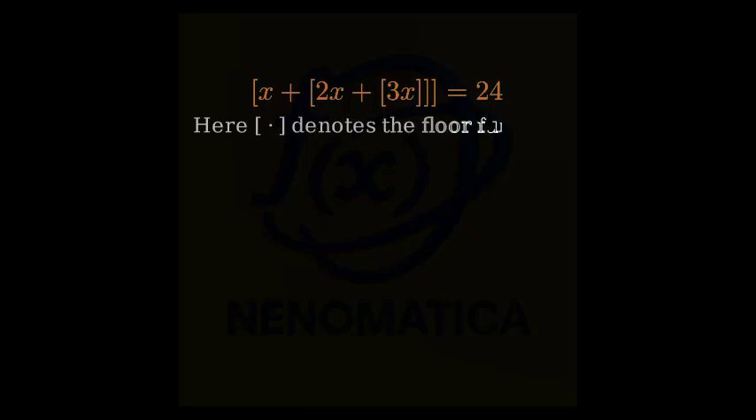In this lesson, we will solve the floor function equation, floor of x plus floor of 2x plus floor of 3x equals 24. In this problem, the square brackets denote the floor function, which returns the greatest integer less than or equal to its input. Step 1. We use the key property of the floor function.